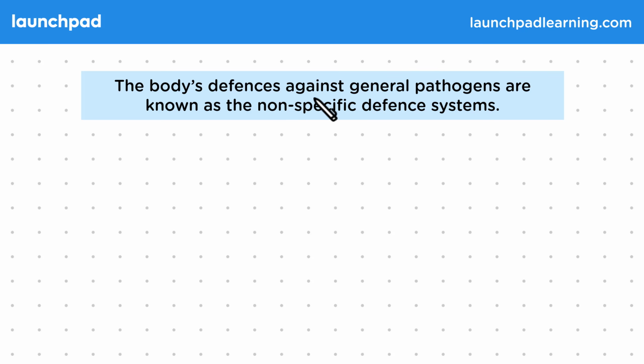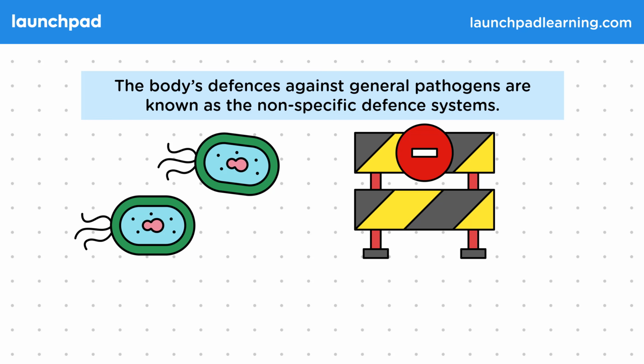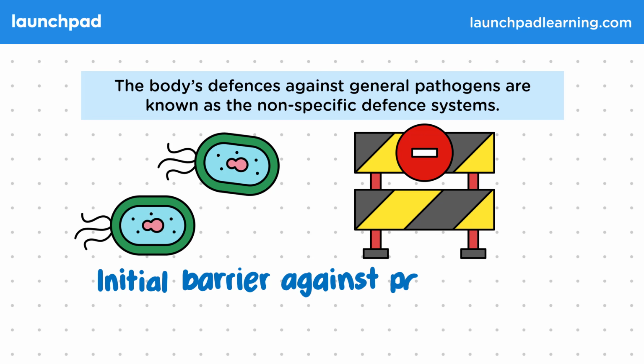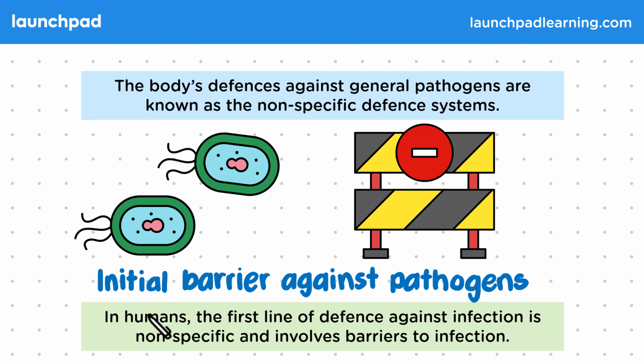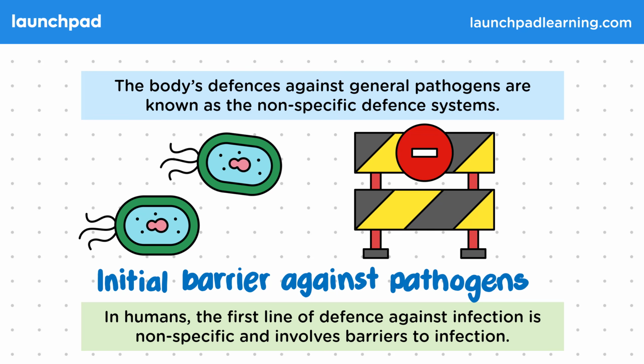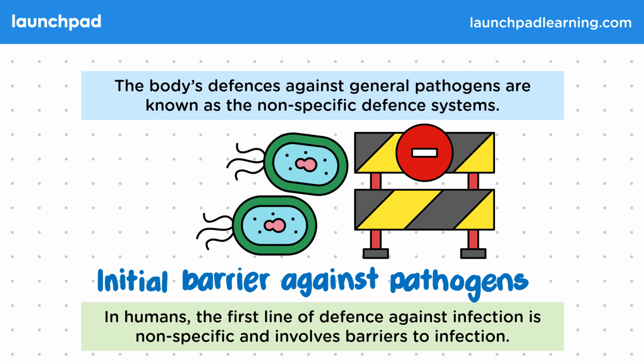The body's defences against general pathogens are known as the non-specific defence systems. These aim to stop any pathogen, not specific pathogens, from entering the body by providing an initial barrier. In humans, the first line of defence against infection is non-specific and involves barriers to infection. So these barriers prevent pathogens from entering the body.